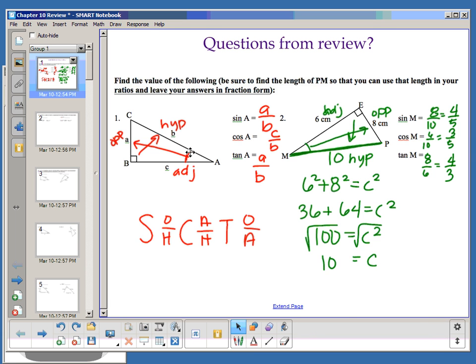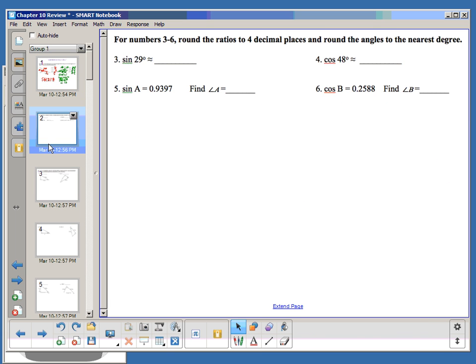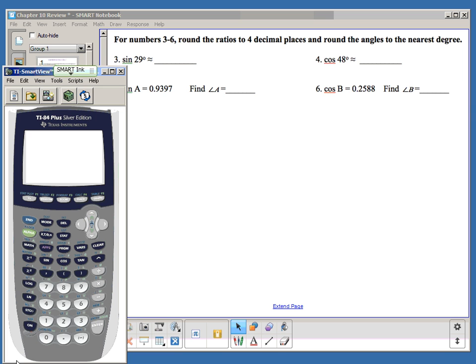So these first couple here should be pretty basic, just setting up the ratio. And I would even go as far as to say 3 through 6 is basic. That's using your calculator. Okay, and that's just to get you to understand that if I type sine in my calculator, oops, let's check to make sure our mode is in degree, and it's not.